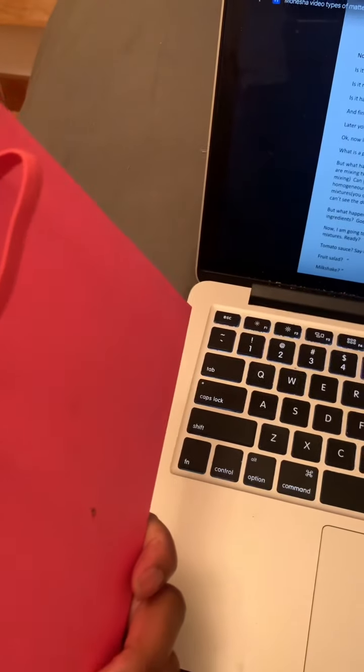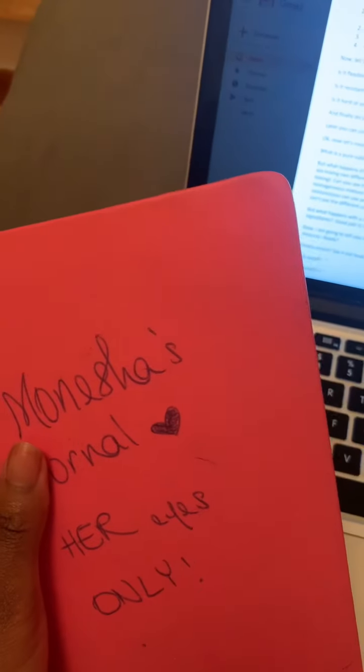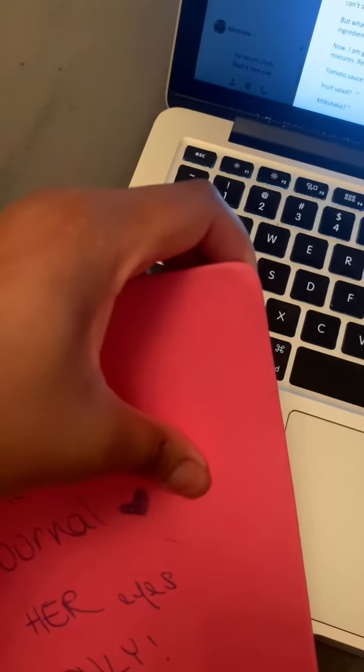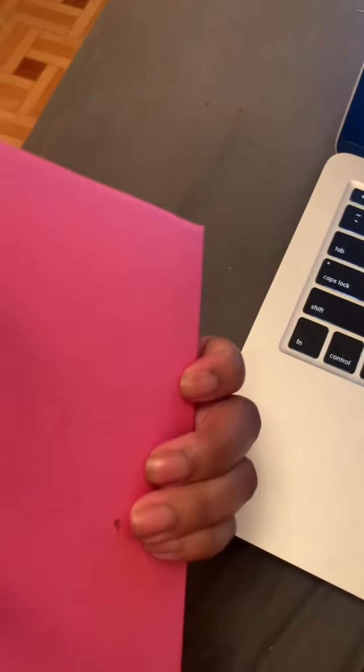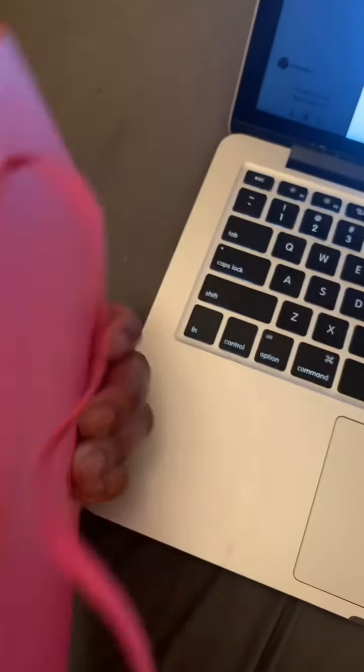This is my journal. Do you think that this notebook is flexible or rigid? Remember, it's a notebook. Let's see. It's flexible because it can bend without breaking. What about resistant or fragile? Remember, we said that items that are resistant are difficult to break. Let's see. Let's open it up.